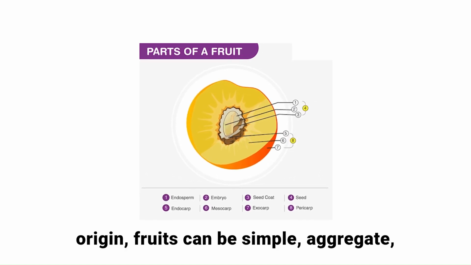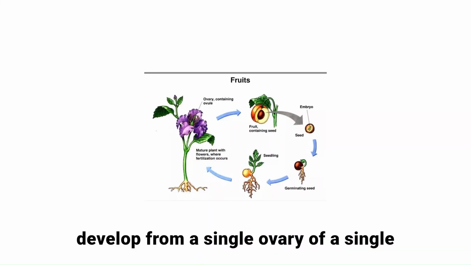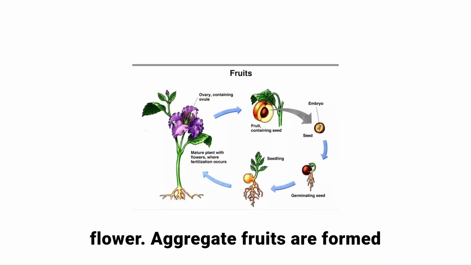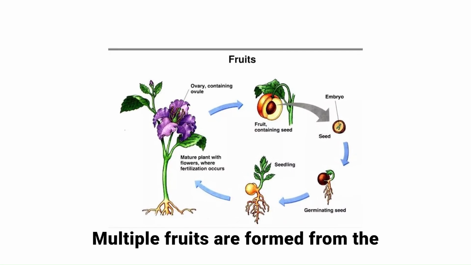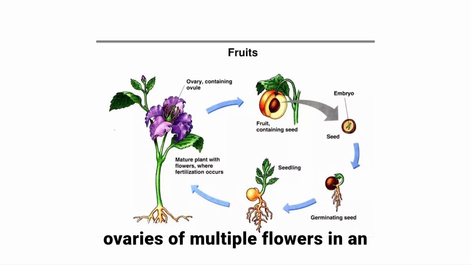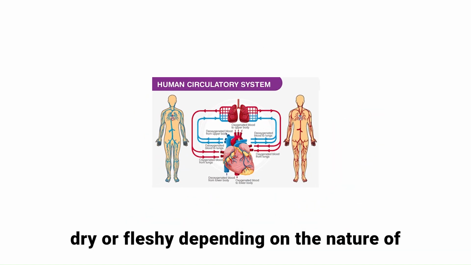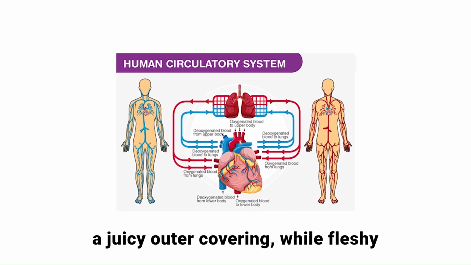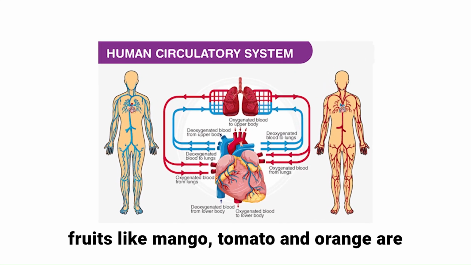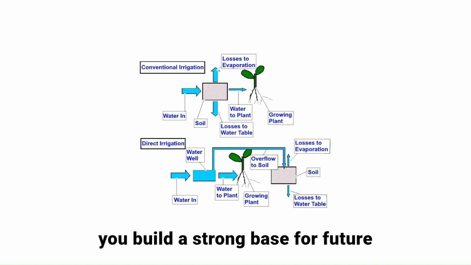Based on their origin, fruits can be simple, aggregate, or multiple. Simple fruits develop from a single ovary of a single flower. Aggregate fruits are formed from multiple ovaries of a single flower. Multiple fruits are formed from the ovaries of multiple flowers in an inflorescence. Fruits may also be dry or fleshy depending on the nature of their pericarp. Dry fruits do not have a juicy outer covering, while fleshy fruits like mango, tomato, and orange are soft and edible.